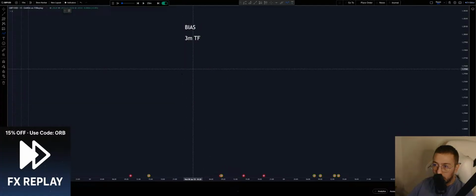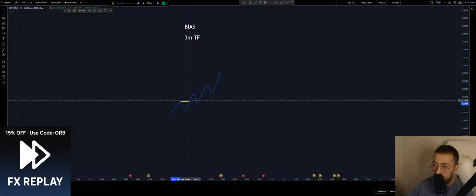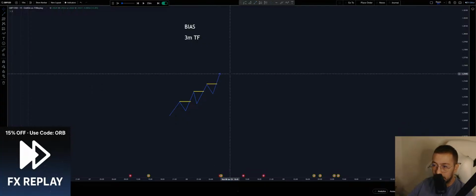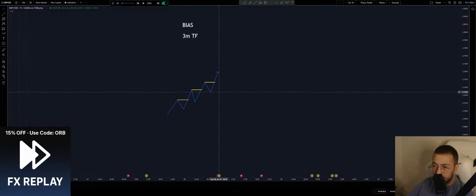Okay. So how do you get your bias? Basically, if the structure is bullish like that, you keep on having break of structure, break of structure, and then break of structure. Then that is your bias. Your bias is bullish, so you will only be looking for demand. Demand is basically you're looking for longs. Supply, you're looking for shorts. So if you have a break of structure, the overall structure is bullish on the 3-minute time frame. That is your bias, long.